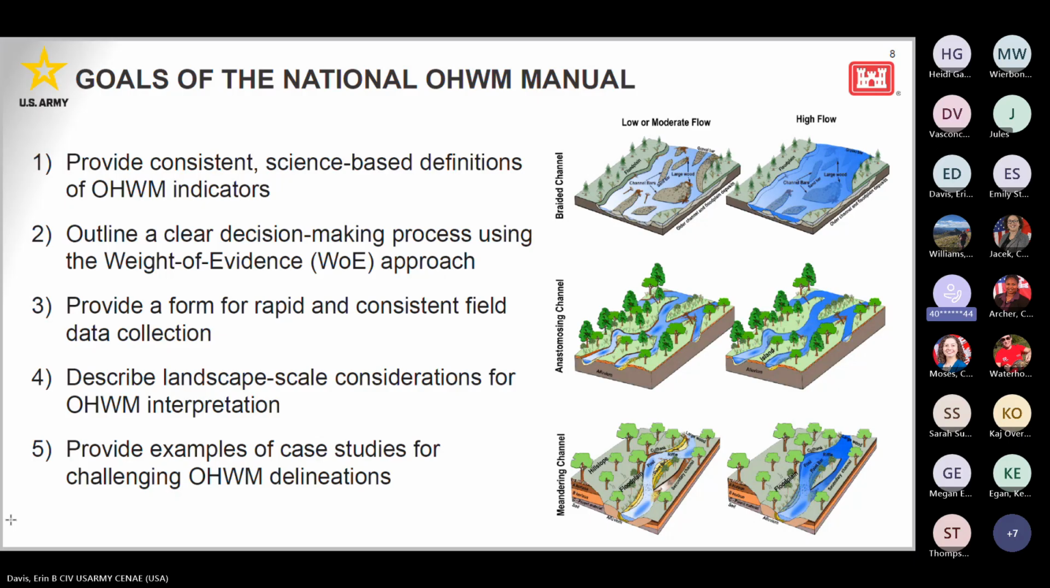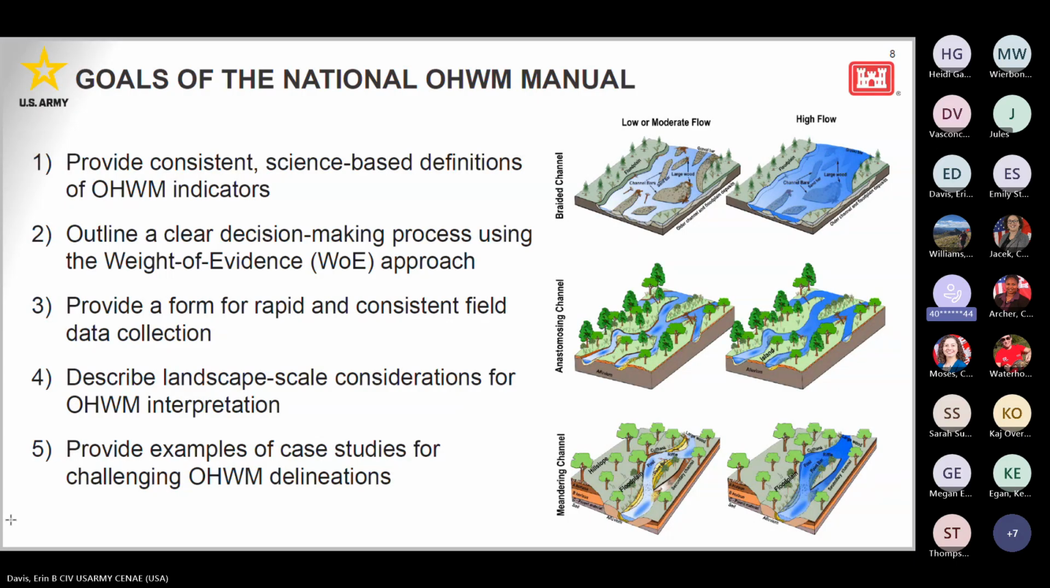Decisions are made using weighted evidence. It's the summary or the accumulation of the evidence when you make one significant and you weigh out each item. And so the weight of one item will be able to verify lines. Also, a goal is to provide a form for rapid and consistent field data collection.